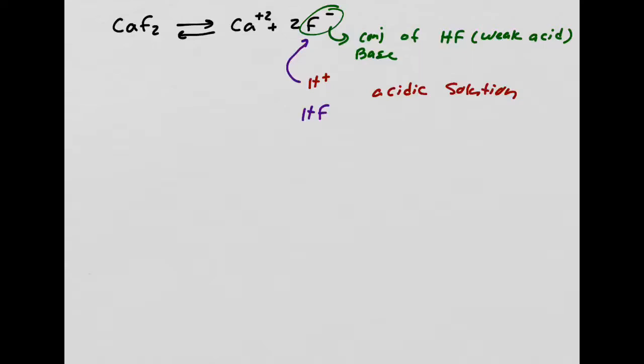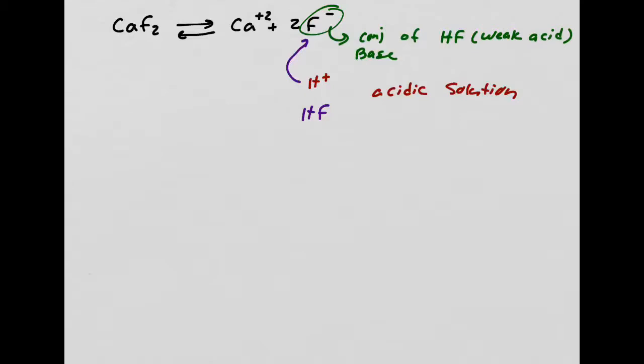Okay, so F minus is a conjugate of a weak acid. If you have a weak acid, the conjugate is going to be basic. It's going to be a conjugate base. If you have a pH of 7, a neutral solution, nothing is going to happen. But if you have an acidic solution, that's not the story. Acidic solution, you have H+. The H+ is going to go and grab the F- because now I have an acid and a base. Acid loves base. They're going to go and hang out. So I'm going to form HF.